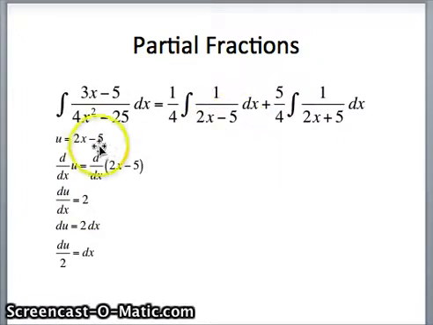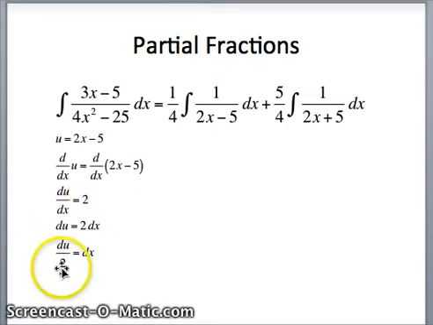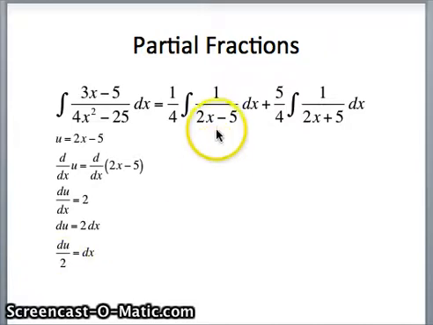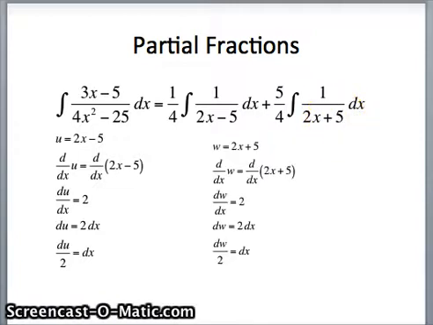So if I let u equal 2x minus 5, derivative with respect to x of u is the derivative with respect to x of 2x minus 5. du dx is 2. du is 2 dx. And the way I do this, I want to solve for dx. dx is du over 2. So that 2x minus 5 will be u, the dx will be du over 2. But I also need to sub on this piece.